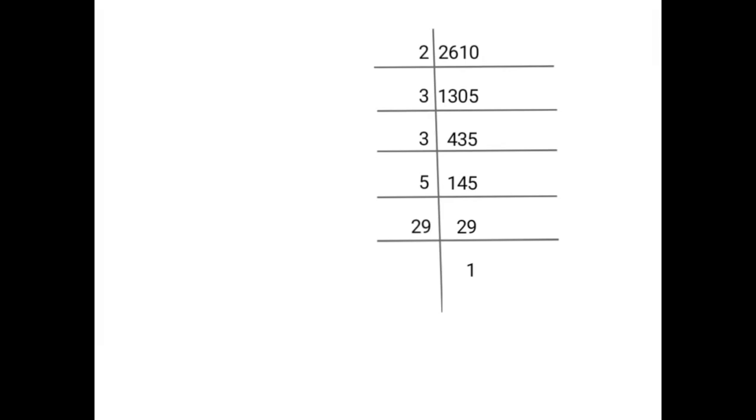Divisors which you already divided step by step, they are the prime factors. These prime factors you have to write in multiplication form for the number 2610. 2610 equals 2 into 3 into 3 into 5 into 29.